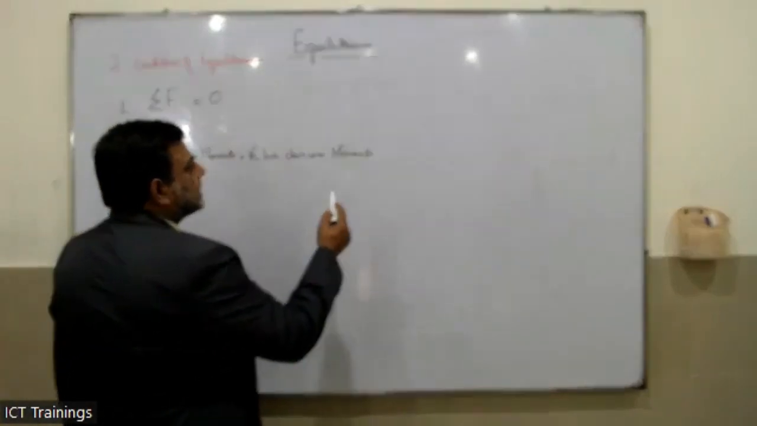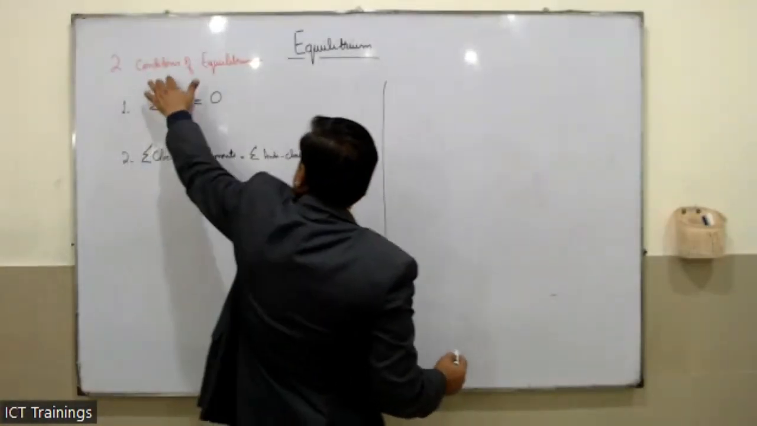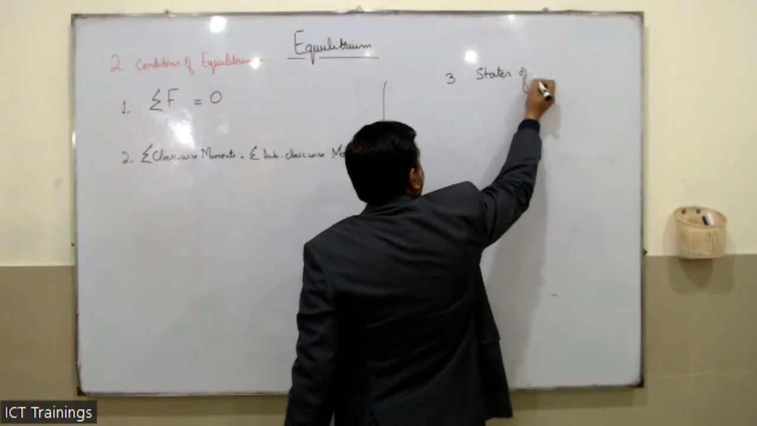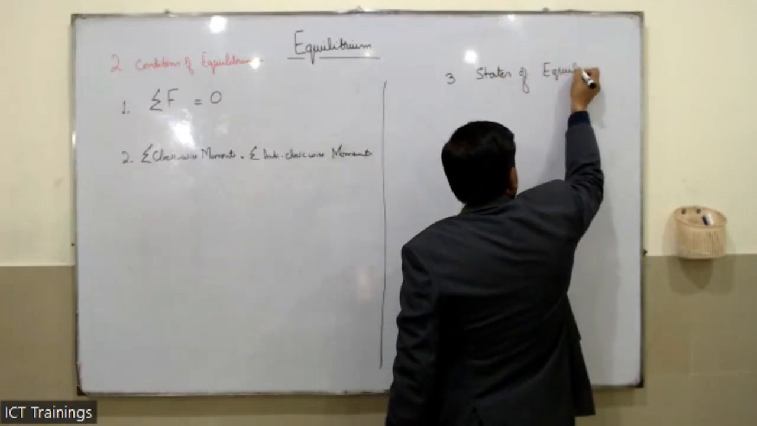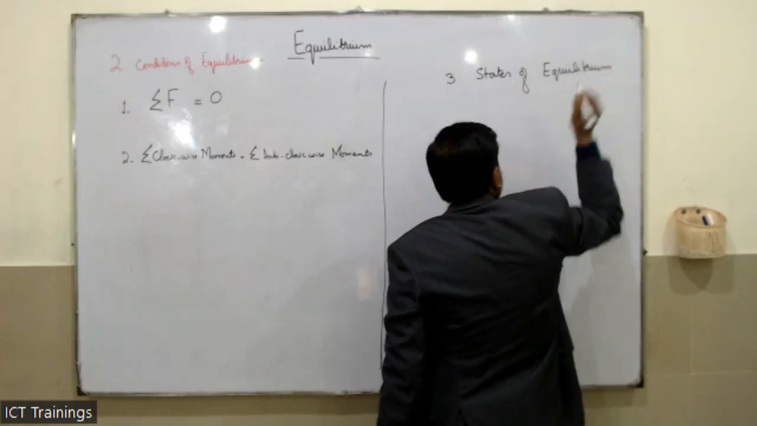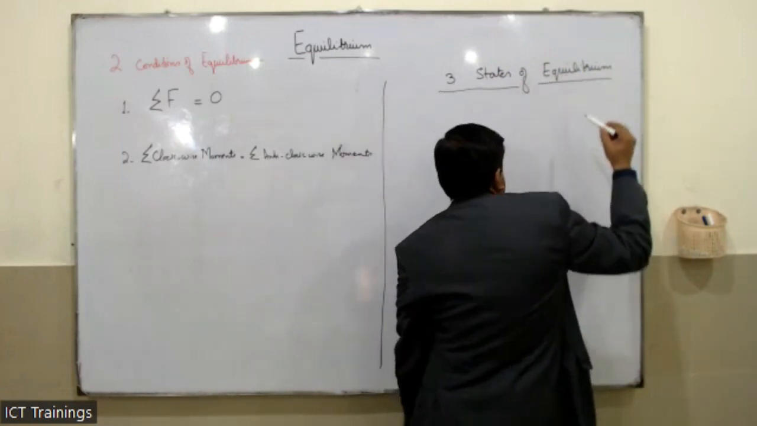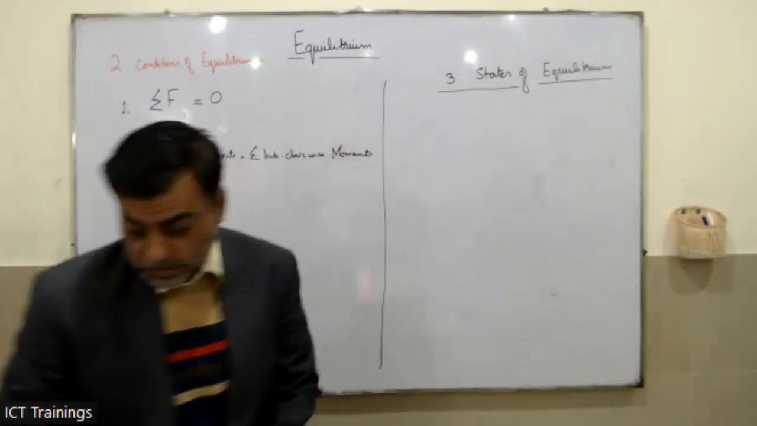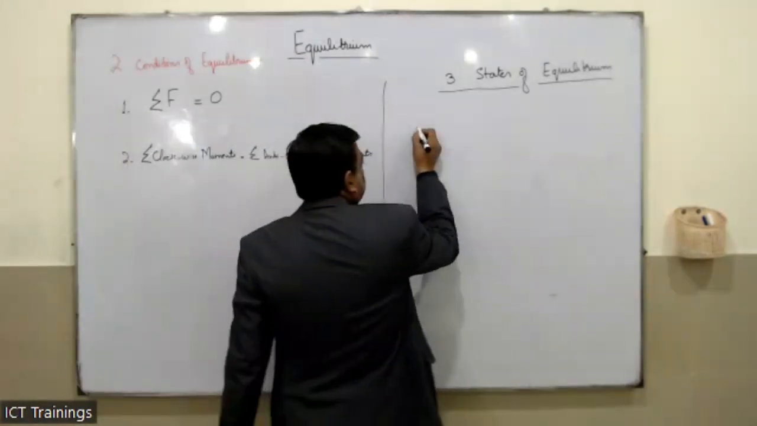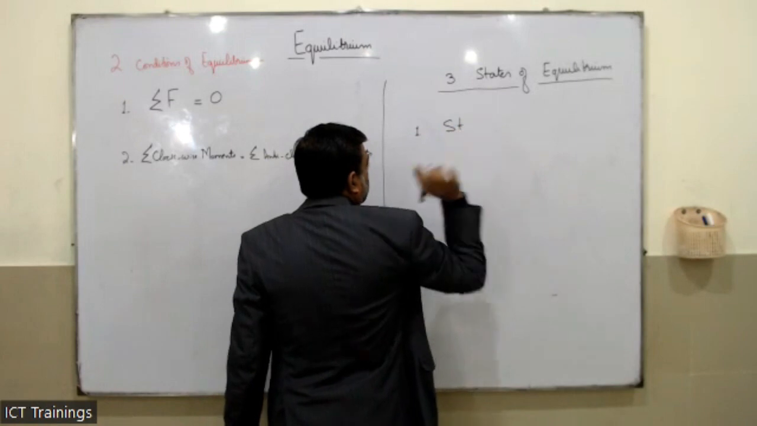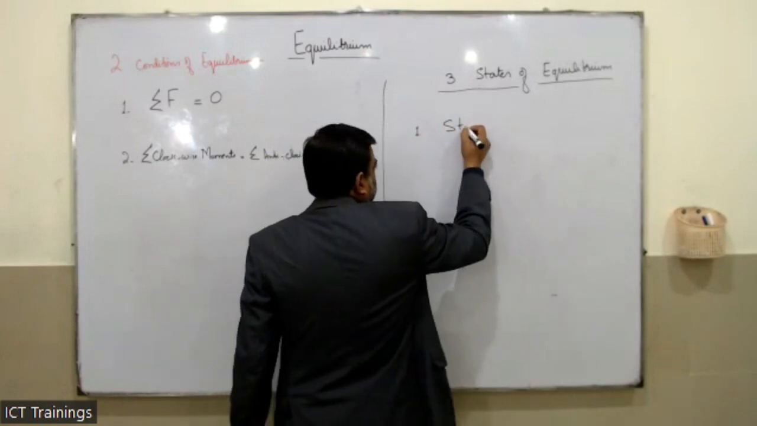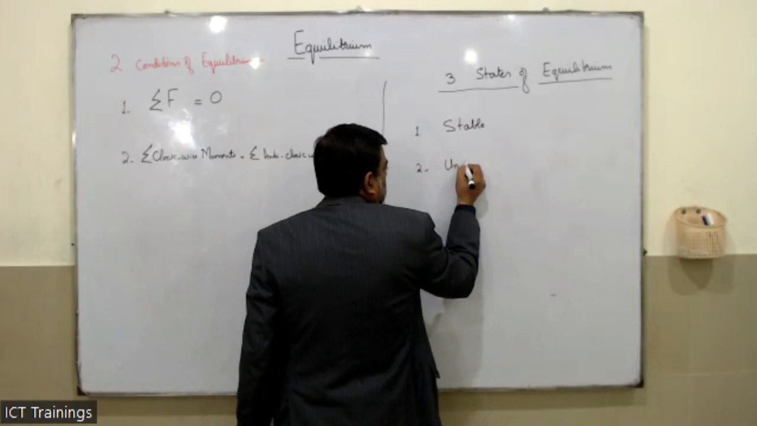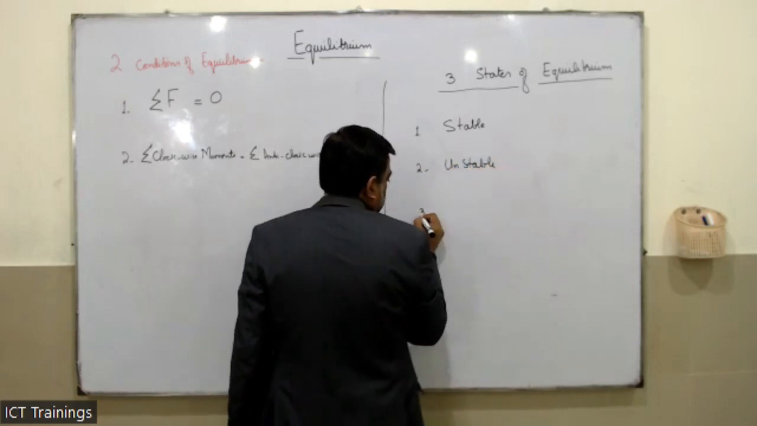Now we have three states of equilibrium. We have two conditions and three states. D, what are those three states? Number one, stable. You don't have to write yet. Let me explain all these three states to you and then you should write. Stable equilibrium, unstable, and neutral.